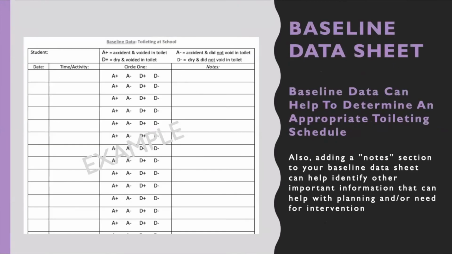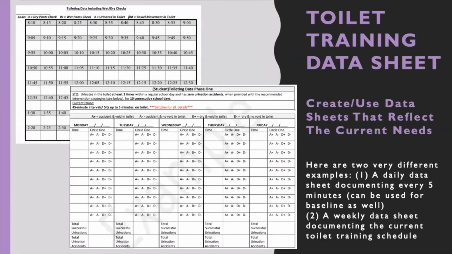Here's an example of a baseline toileting data sheet. Taking baseline can help determine an appropriate toileting schedule for your student. It can also help you identify any other important information that can help with planning or a need for intervention. Once you determine what your schedule will be, you can create a toileting schedule sheet specifically for the current target. You want to create or use a data sheet that reflects the current needs.